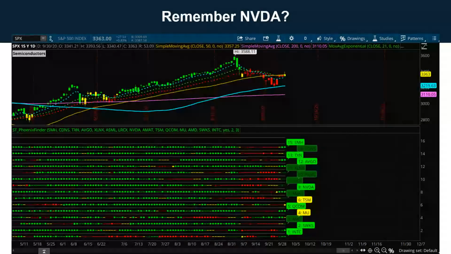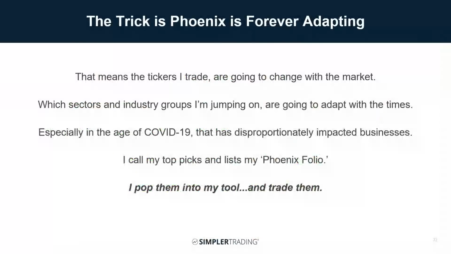The other ones are based on the ADX. So the trick with Phoenix is that it's forever changing, okay? That means that the tickers that I trade are going to change with the market. With sectors and industry groups, these that I'm jumping on, they're going to change, they're going to adapt with the times. The lists that I look at and the lists that I trade off of are changing always.